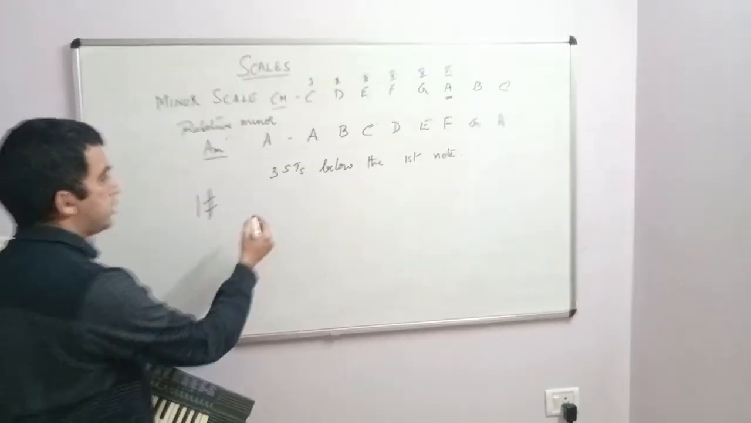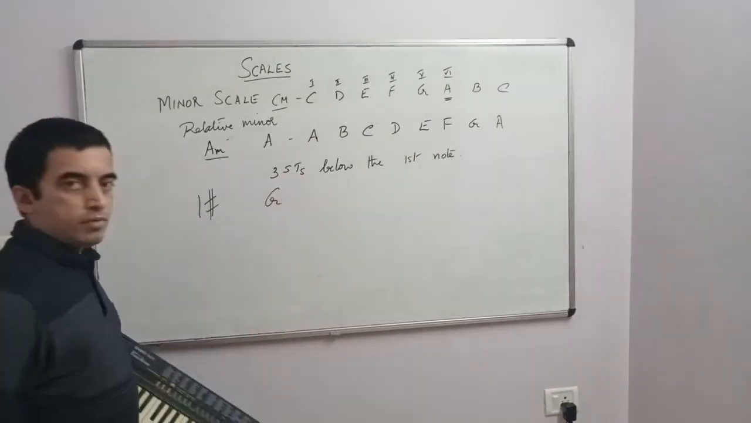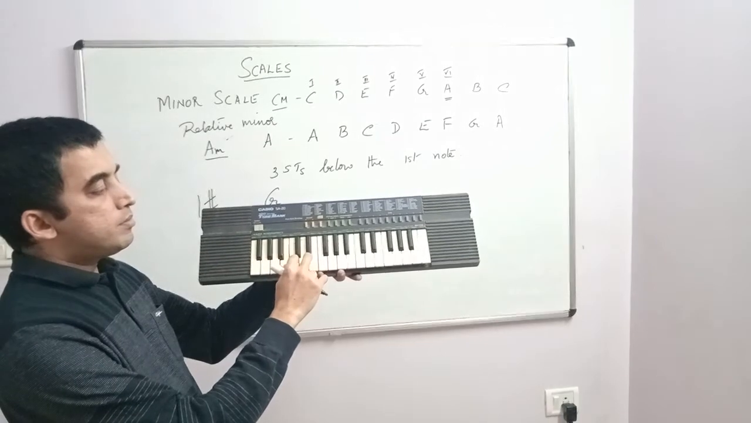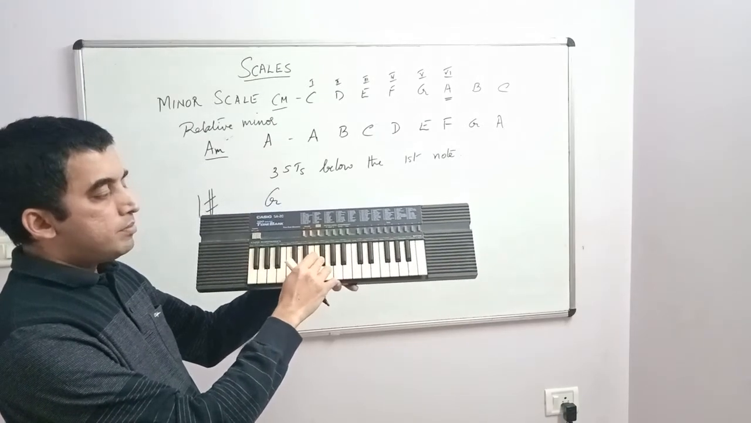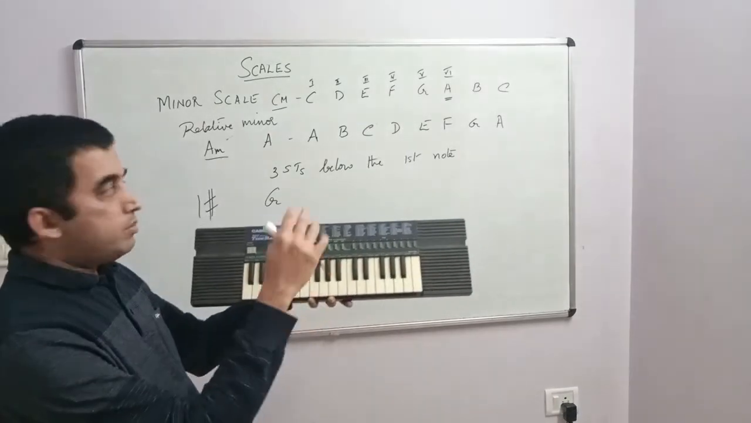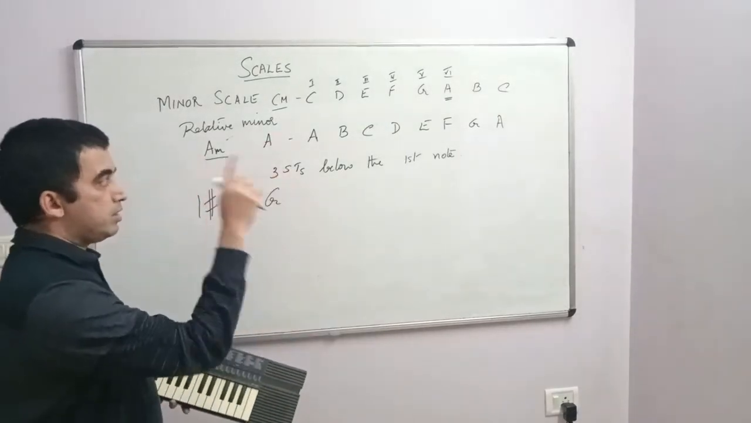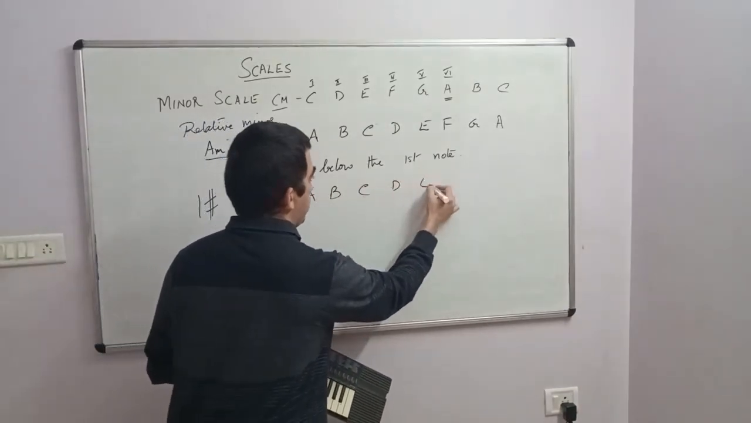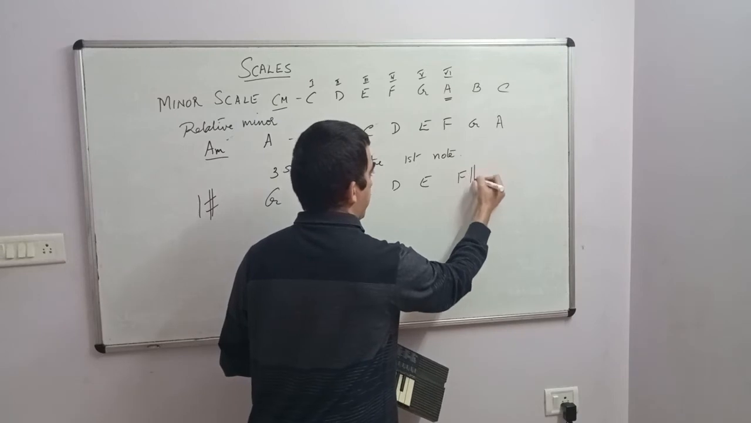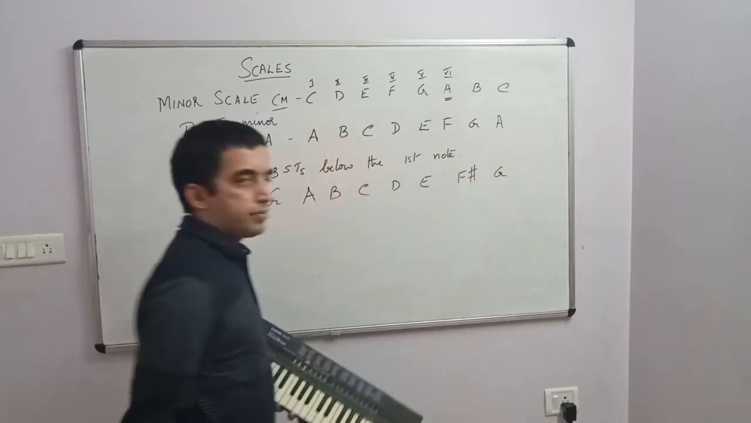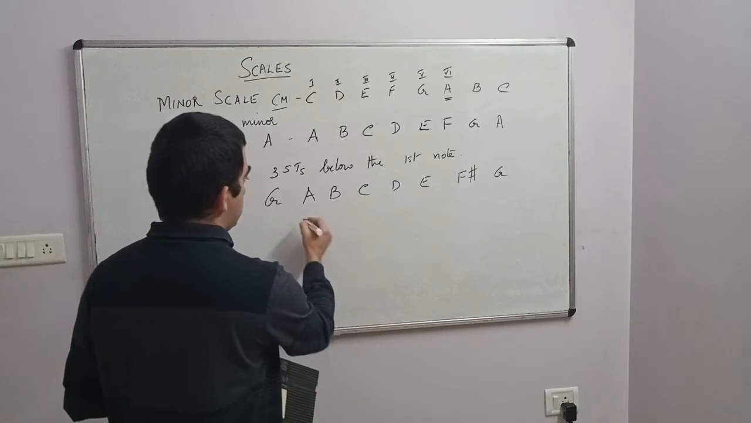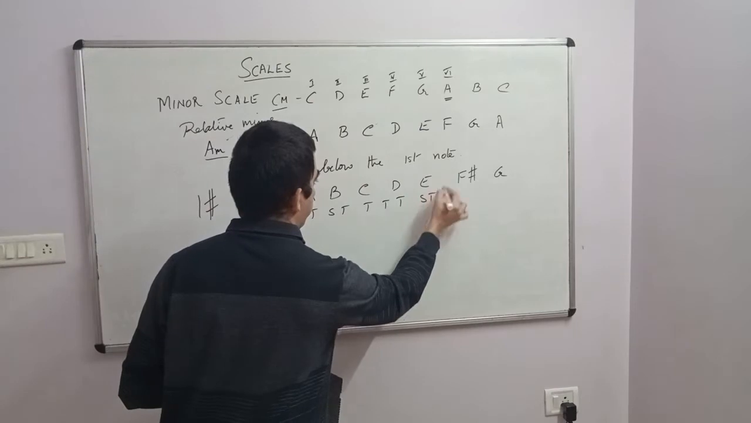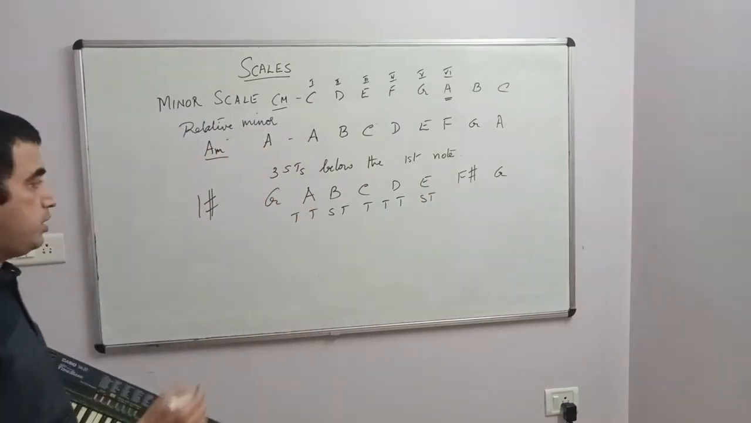Okay, 1 sharp scale is nothing but the G scale, right? The G major scale. So G major scale will be, remember the differences, the intervals. It will be G, A, B, C, D, E, F sharp, and G. So the formula for that was tone, tone, semitone, tone, tone, tone, semitone. This was the formula for the major scale.